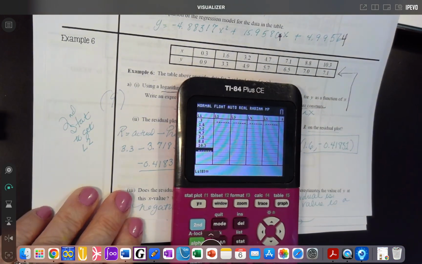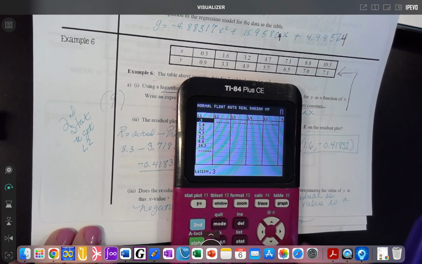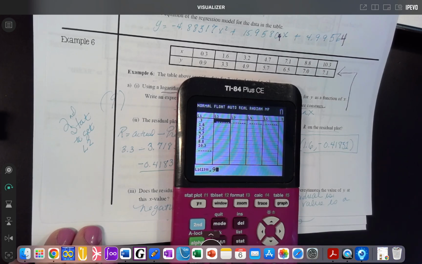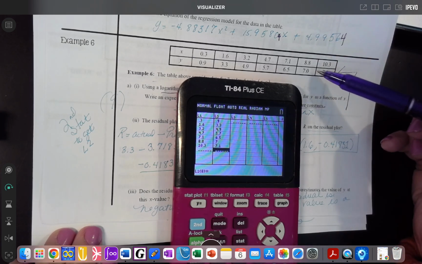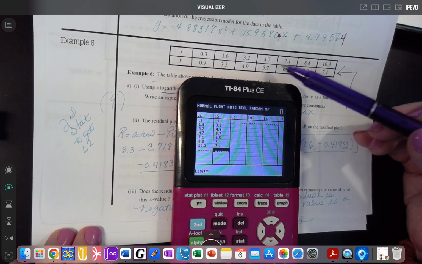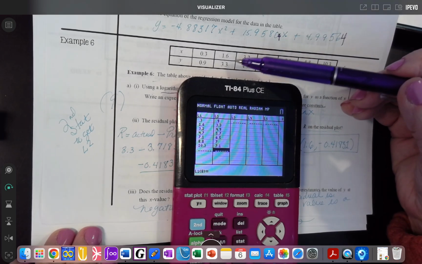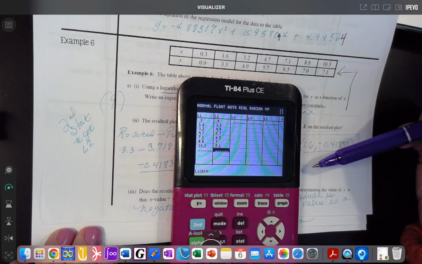And then under Y, I have, go over here, 0.9, 3.3, 4.9, 5.7, 6.5, 7, and 7.1. Okay, so double check: 7.1, 7, 6.5, 5.7, 4.9, 3.3, and 0.9. All right, so I've got all my data in correctly.